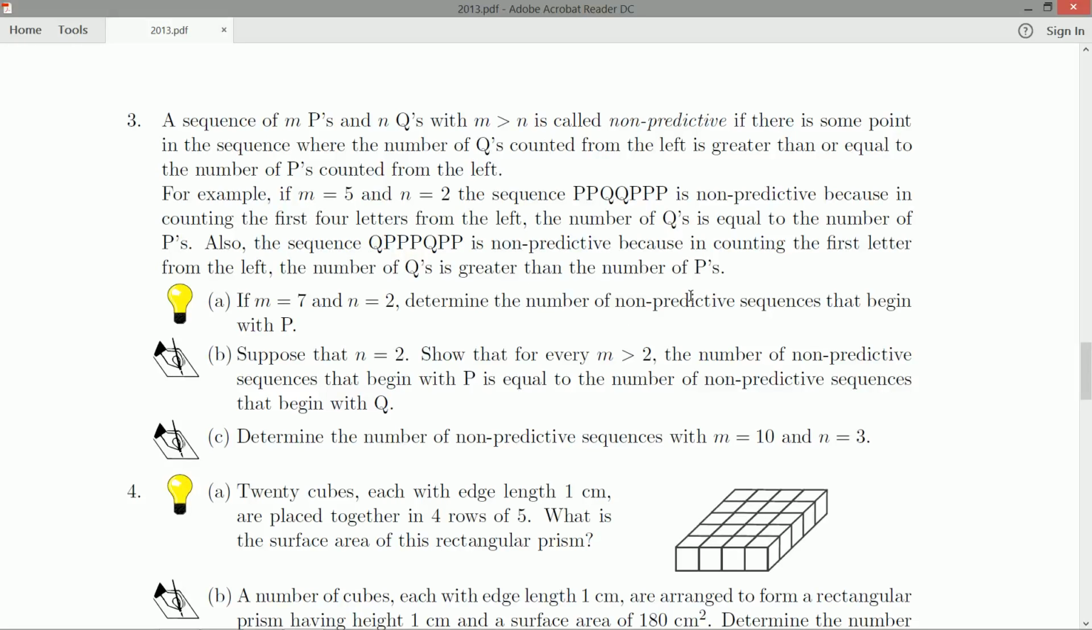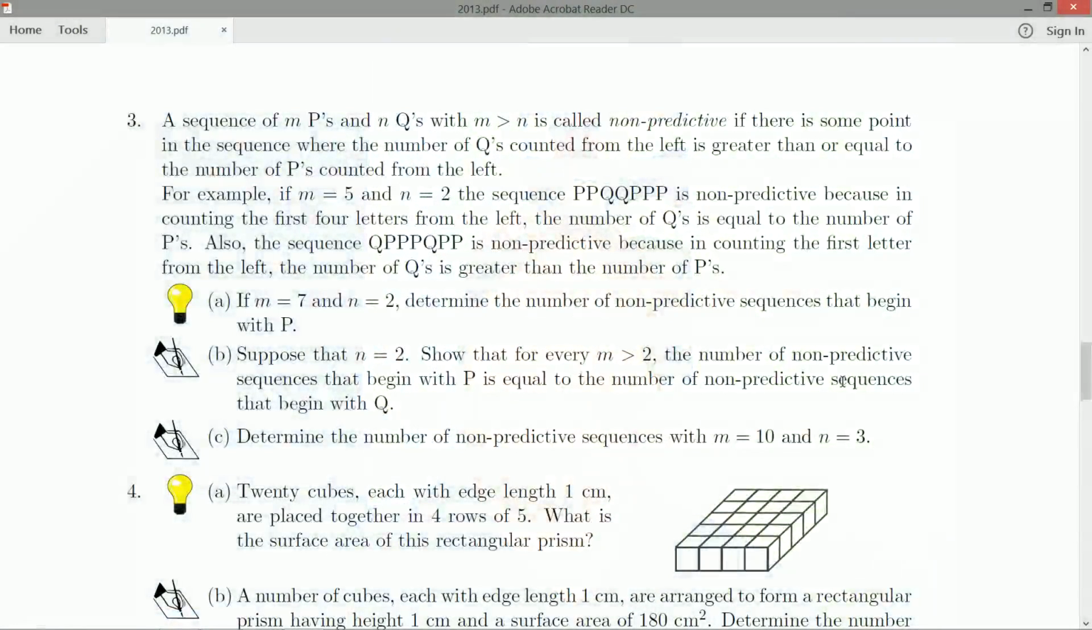So we're asked for the number of non-predictive sequences. The number of non-predictive sequences is referenced again down here, so it seems like calculating the number of non-predictive sequences might be important. And I'm guessing that perhaps one way to count them is to count the number of sequences overall that have m p's and n q's and subtract off maybe the predictive sequences. Maybe. I don't quite know, but that's just a thought based on the definition and the fact that it's non-predictive. Why don't we just define predictive? Well, we'll see. Let's just jump in with the light bulb.